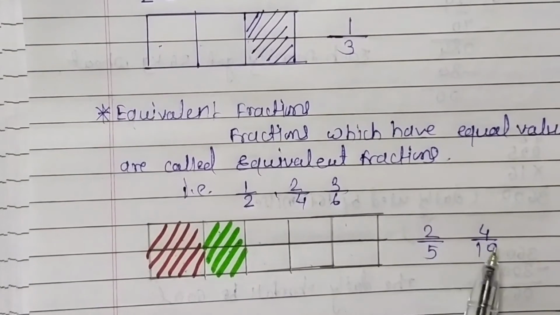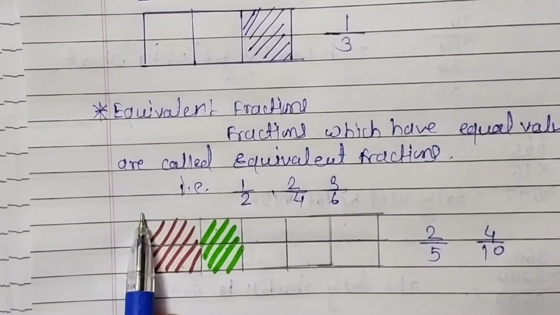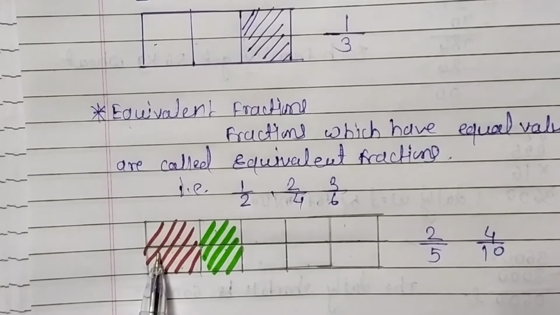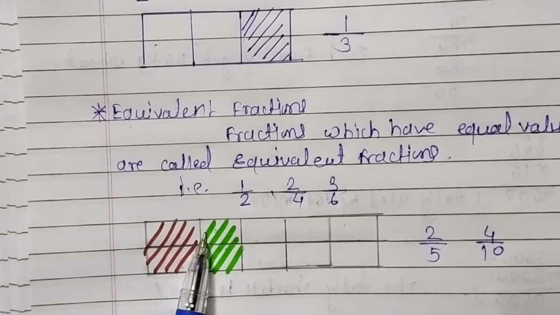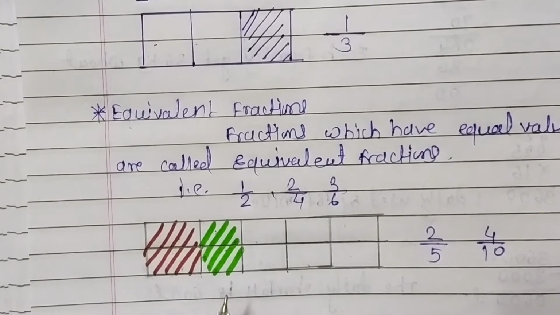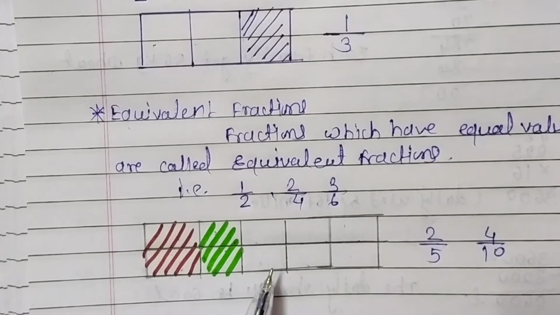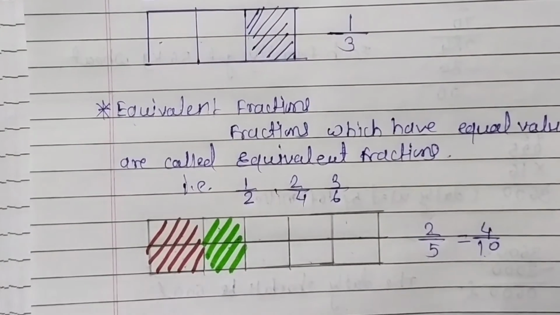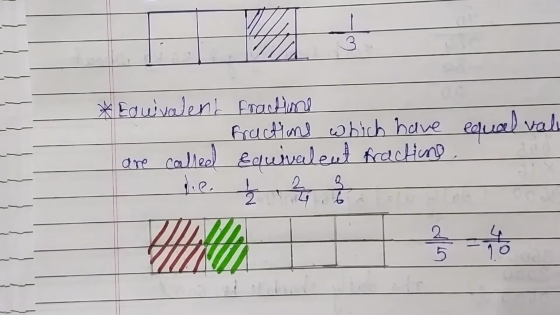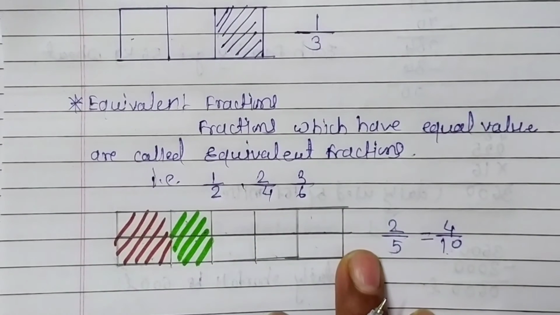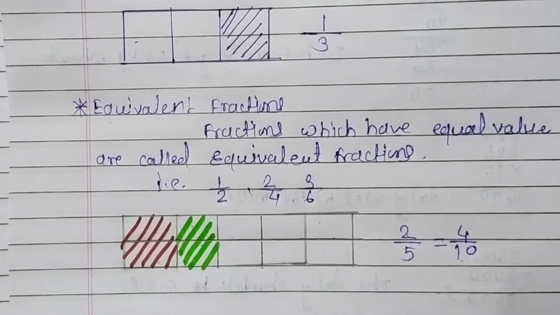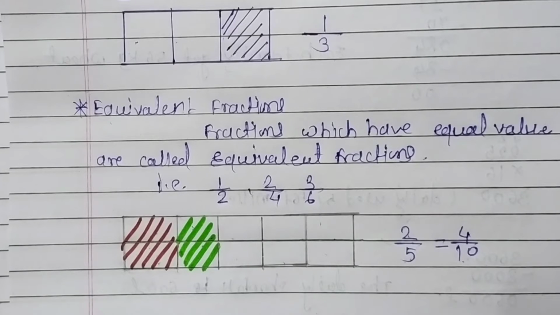Now observe these two fractions. Observe the figure also. The colored part of the figure has not changed. It has the same portion, but the figure is now divided into 10 equal parts. Therefore, 2 upon 5 is equal to 4 upon 10. Both have the same values. We see that the colored part has not changed. So, both 2 upon 5 and 4 upon 10 have the same values.